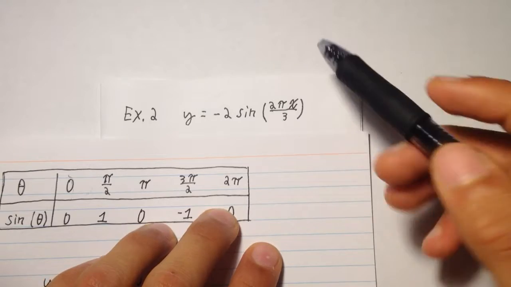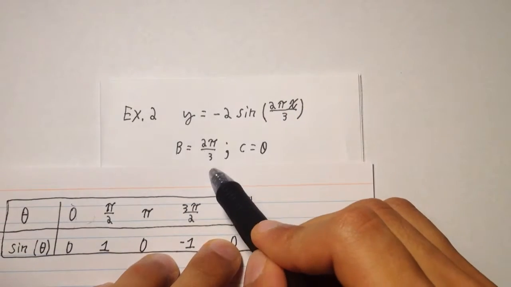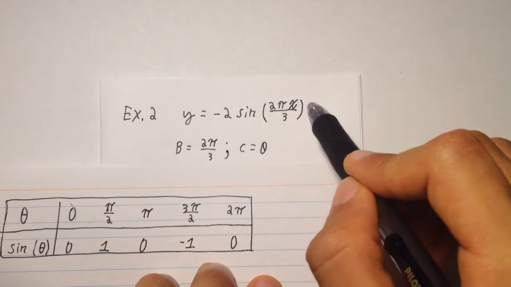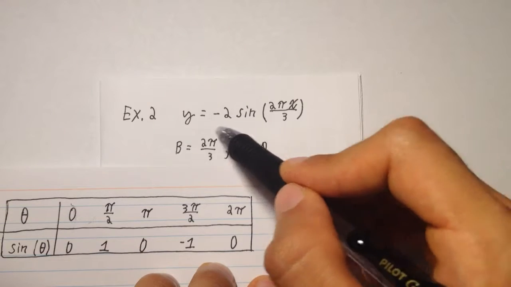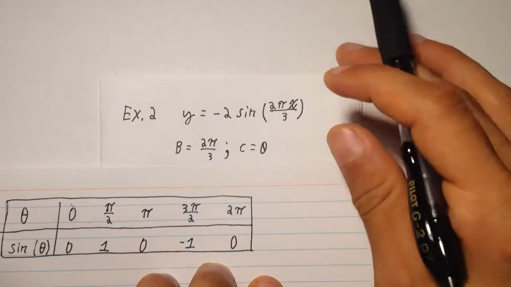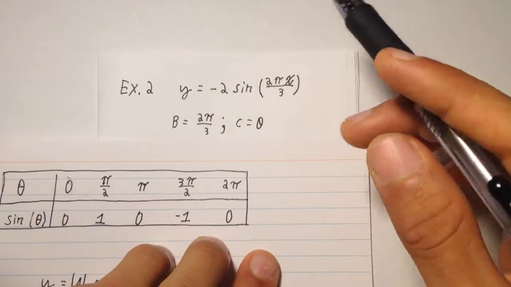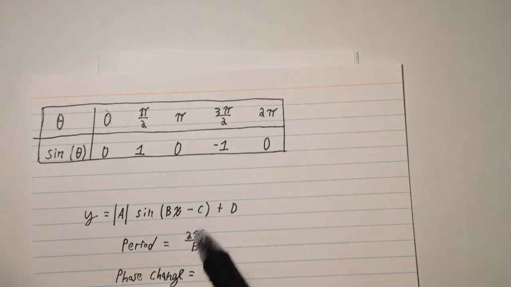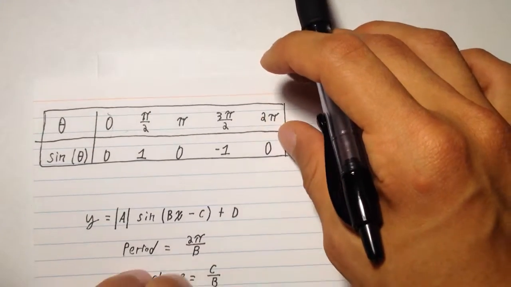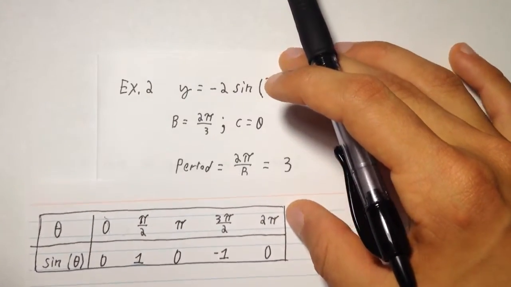Next example. This time I have a negative out front and this weird looking fraction. It's still the same thing. b is equal to 2 pi over 3. c, on the other hand, there is no c value, so it's just equal to 0. So my phase change, 0 over anything, is still going to be 0. But we're still going to look at our period. Now remember, period is 2 pi over b. That's going to affect how long or short my graph is.